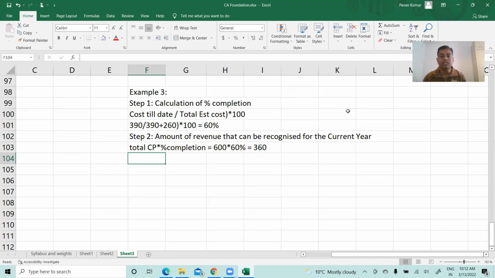Current year revenue 360. Current year cost is 390. So will it result in any loss? Current year cost 390, current year revenue 360. Is there any loss? Yes. How much? 30. Correct. But what is total loss of contract? 50. So total loss 50, current year loss 30. So remaining 20, provision for loss is to be created. You understand? That's good.